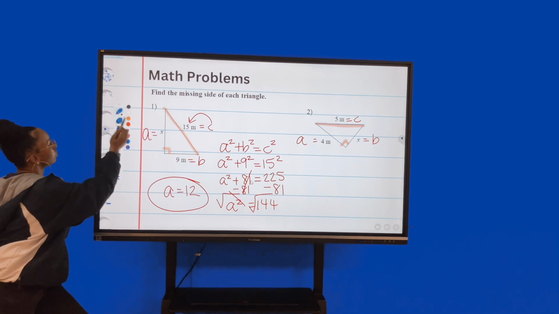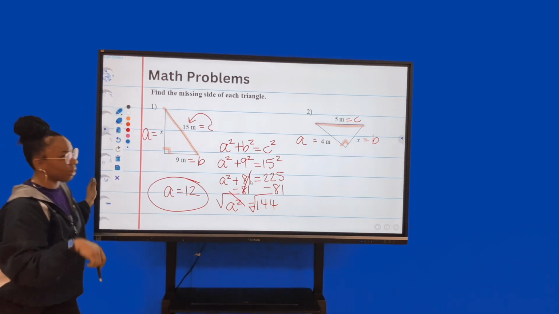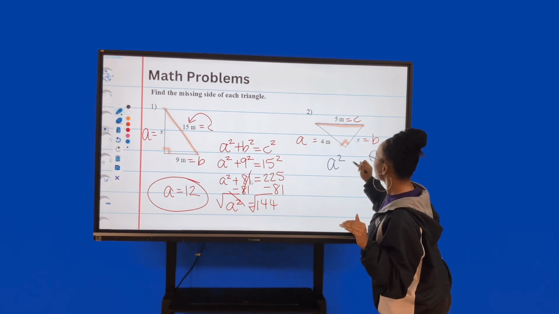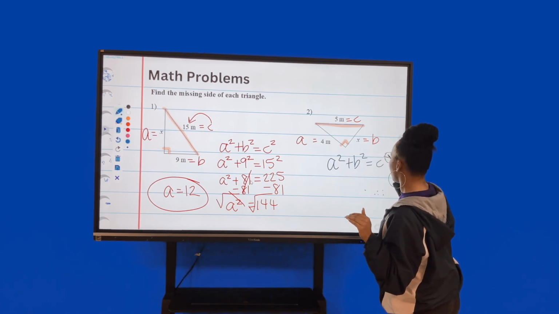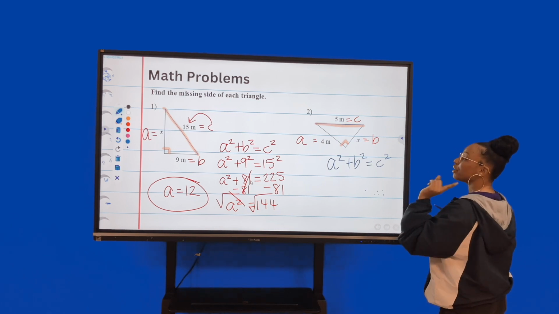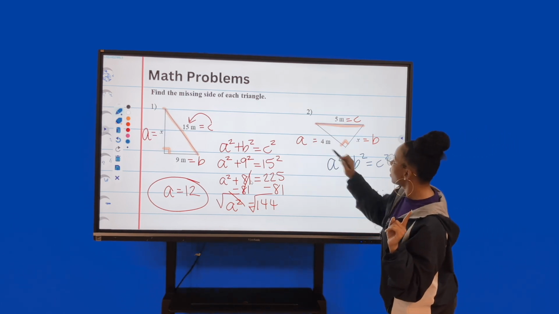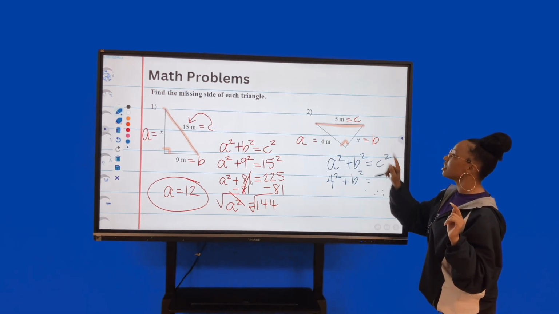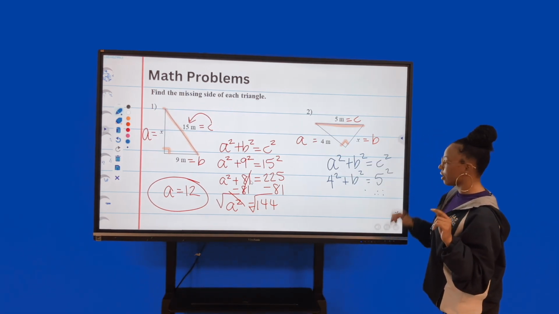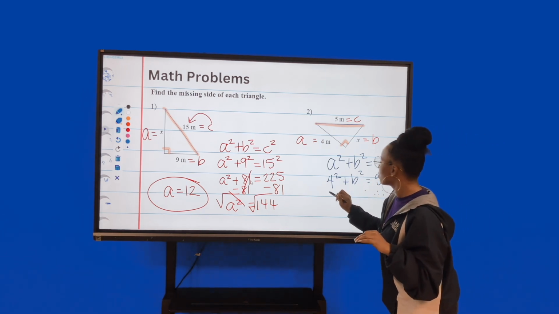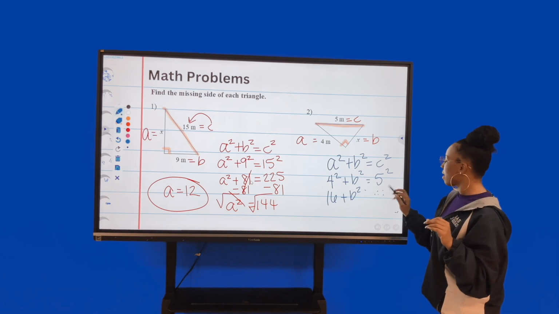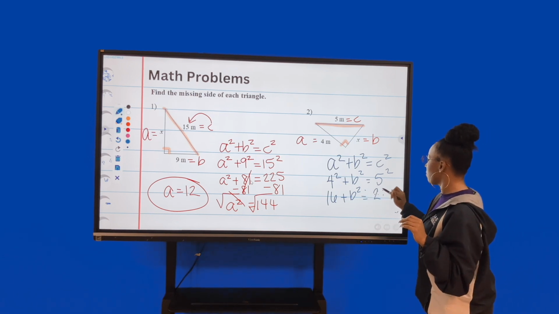Number 4, change my color. All right, so number 4, I'm still going to start off with writing my formula. A squared plus b squared equals c squared. All right? Now, this time I do not know what b is. A squared is going to be 4 squared. B squared is going to stay the same. And c squared is now 5 squared. All right? 4 squared is 4 times 4 or 16. B squared stays the same. 5 squared is 5 times 5 or 25.